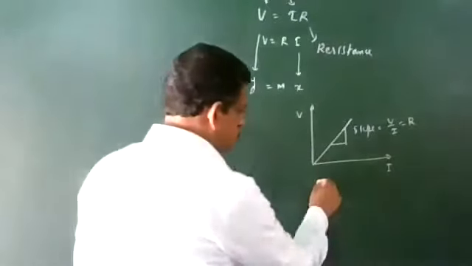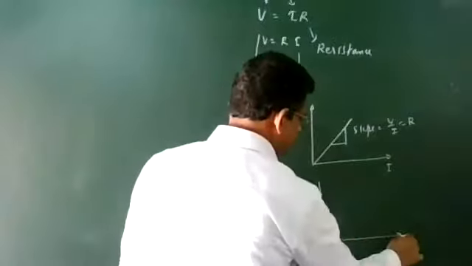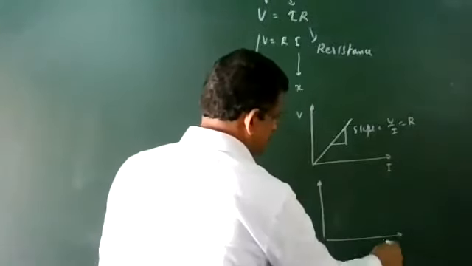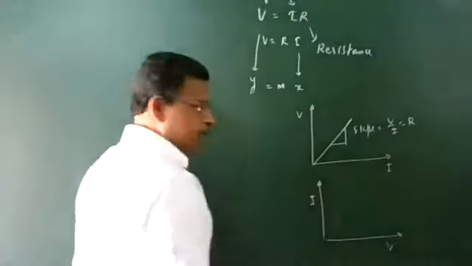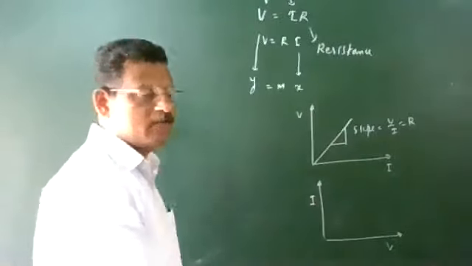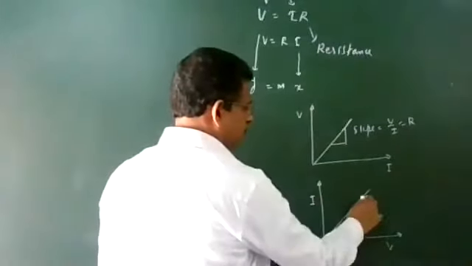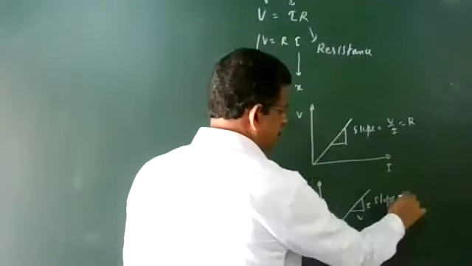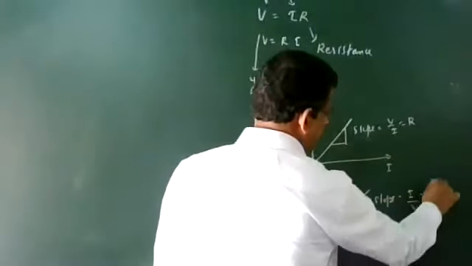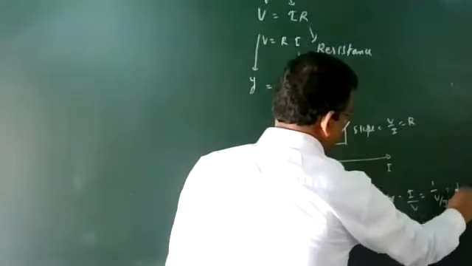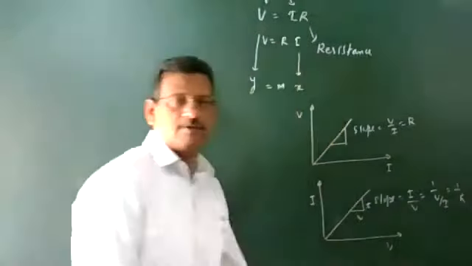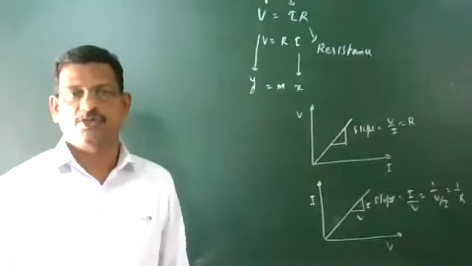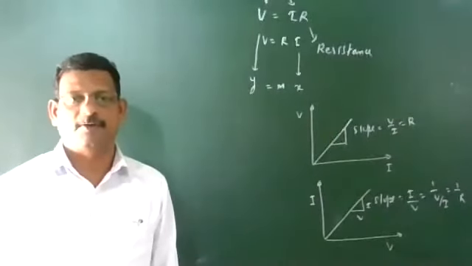The reverse is also possible: if we interchange the parameters on the axes, with V along the x-axis and I along the y-axis, and plot a graph, you get a straight line. The slope of the line will be I upon V, that is 1 upon V upon I, that is 1 upon R, the reciprocal of resistance. Take care of these two graphs, very important, simple and important.